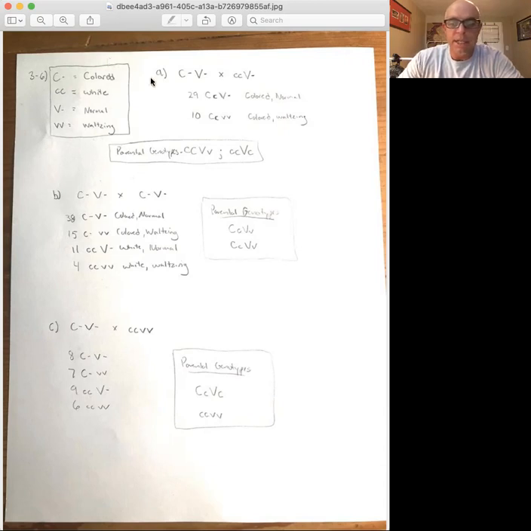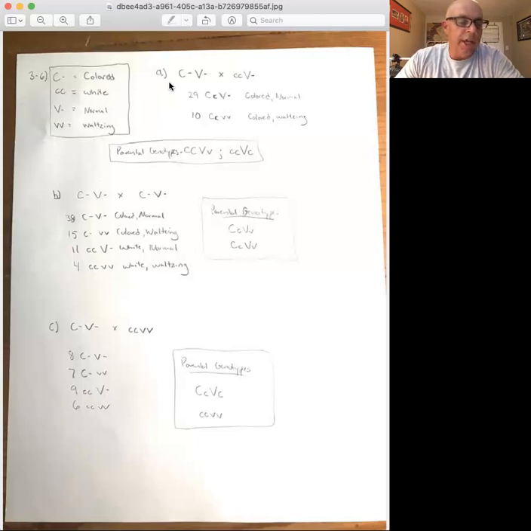So in A, it says a colored normal mice mated with a white normal mouse produced 29 colored normal and 10 colored waltzing progeny. I guess it's mice because it's plural, because they have a whole bunch of offspring here. So they took a bunch of colored normal mice and mated them with white normal mice. So here again, A, we're doing A right here.